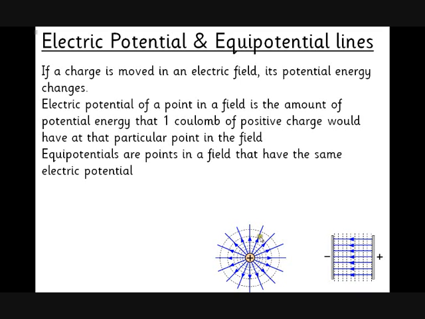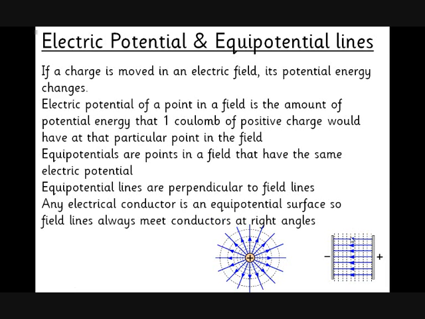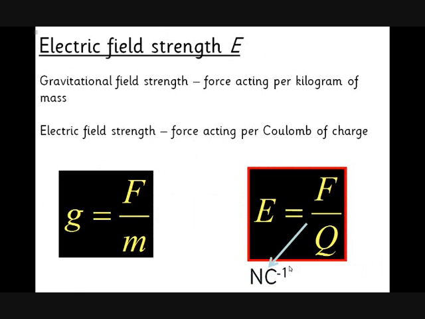Equipotentials are points in a field that have the same electric potential, and they are always perpendicular to field lines. So you can see my field line here, they are always perpendicular to, and in this parallel plate, these are my field lines, the blue lines, and the equipotentials are always going to be perpendicular to. Any electrical conductor is an equipotential surface, so if you look here, all of this whole positive plate would be at the same electric potential, and all of this negative plate will be at the same electric potential.